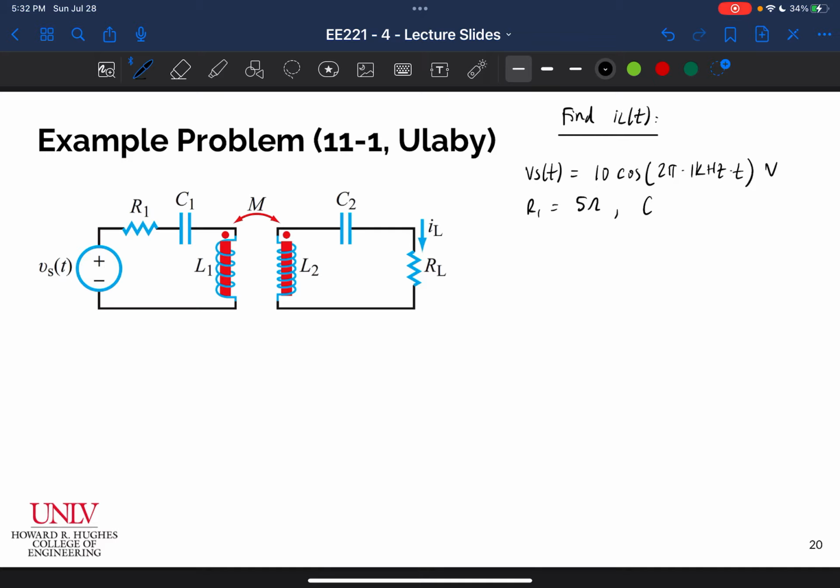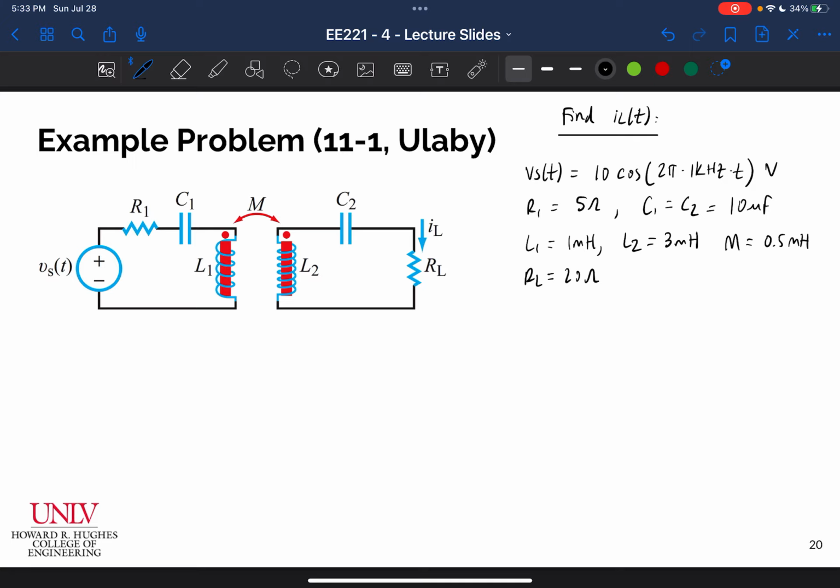Okay, so R1, C1 equals C2. Those are both 10 microfarads. I do appreciate that the ULB textbook seems to use realistic values of components. The SATIQ textbook does not, and I don't love that. But okay, so L1 is 1 millihenry, L2 equals 3 millihenries, and the mutual inductance M is half a millihenry. And lastly RL is 20 ohms. So that's all the given information.